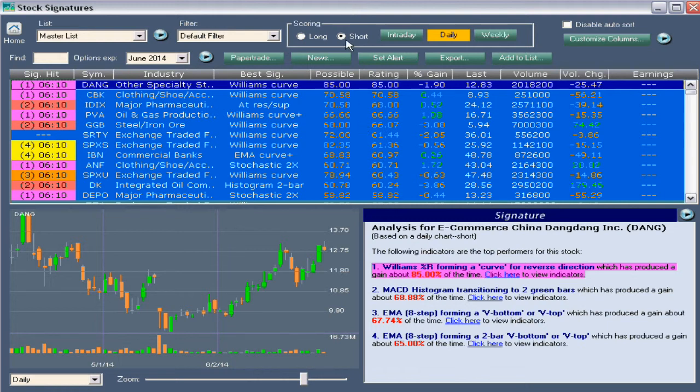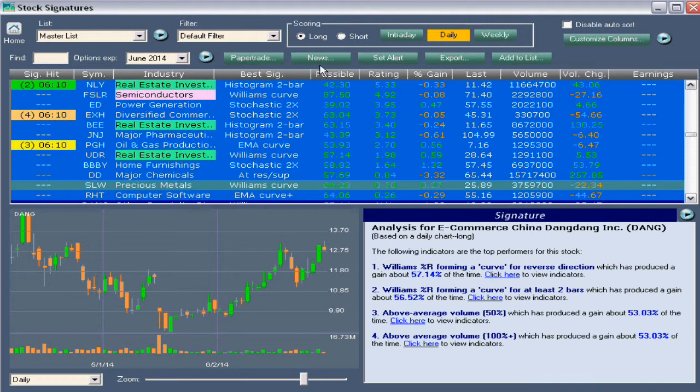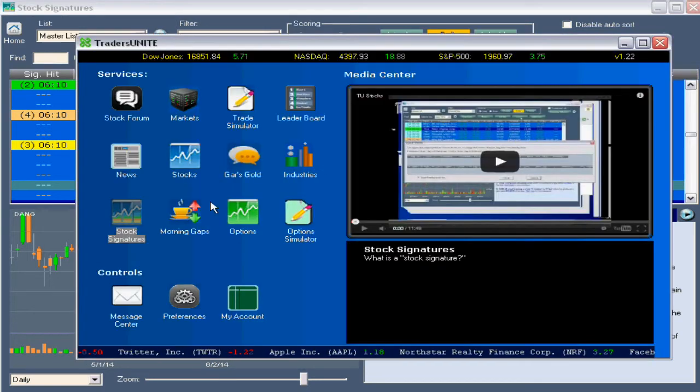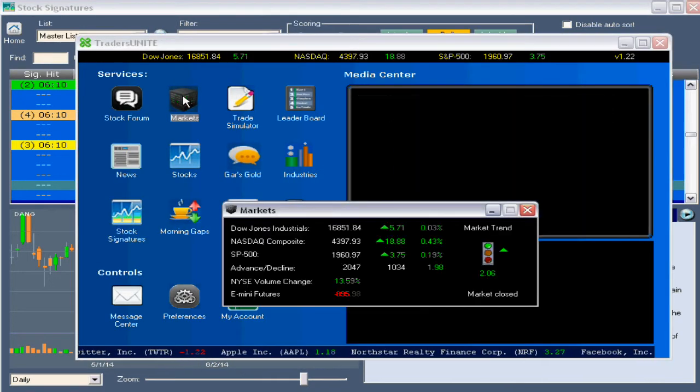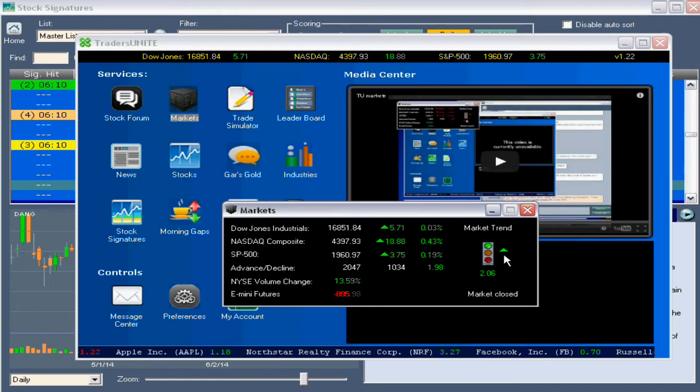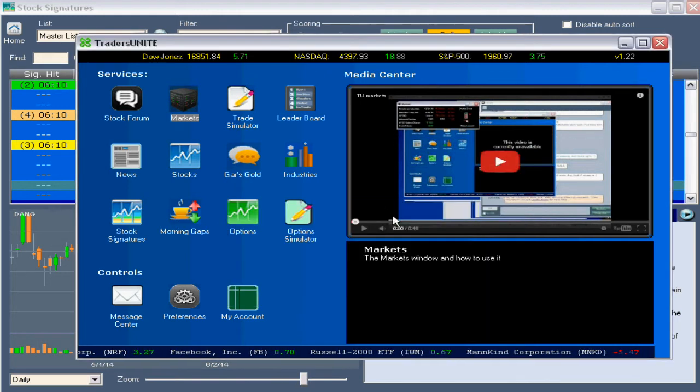Which one I choose, whether I go long or short, depends on the market direction. How do you know market direction? Well, the easiest way is to go back to the Trader Hub and look at markets. Right now, the market is trending upwards because there's a green arrow on the market trend, and there's a green light. That means at the moment it's trending higher. So I would tend to lean towards the long side. Okay, let's go back to stock signature.